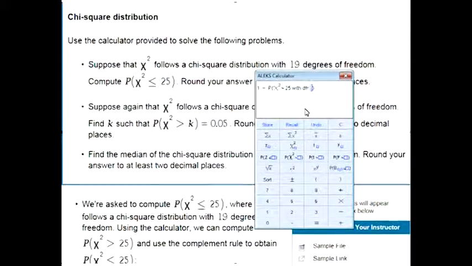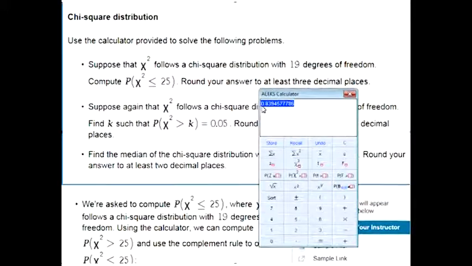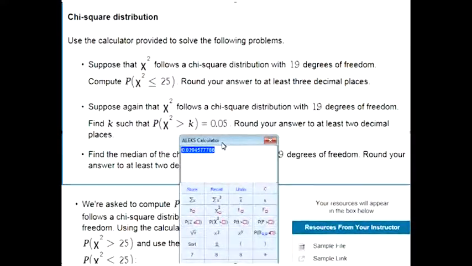with 19 degrees of freedom. Okay? 0.839 to 3 decimal places. So once again, we just use the chi-square, but because we want the less than or equal to, and the calculator gives a greater than, we're going to start with 1 minus, and then that value, putting in the degrees of freedom.